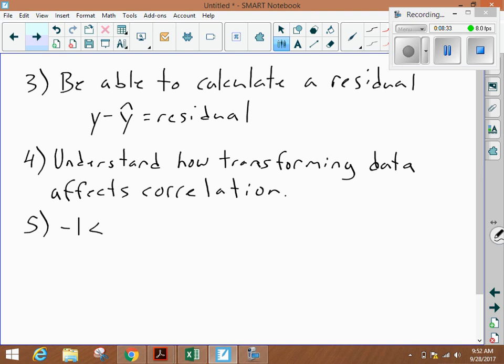Remember, correlation is always between -1 and 1. All right? That took me a minute. I had to stare at that for a second.